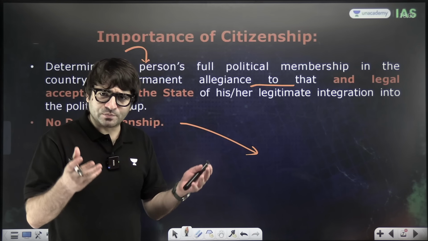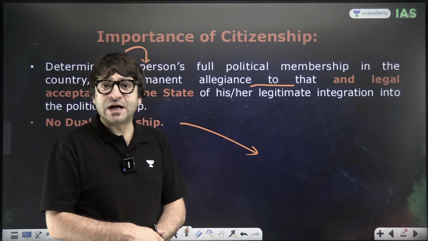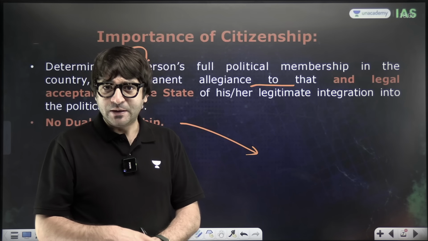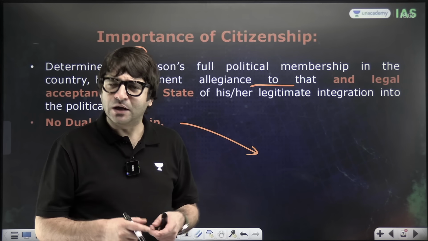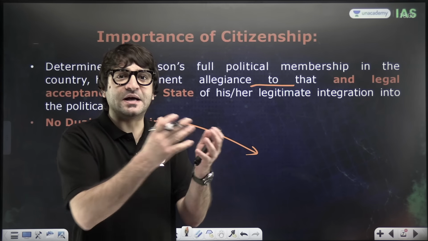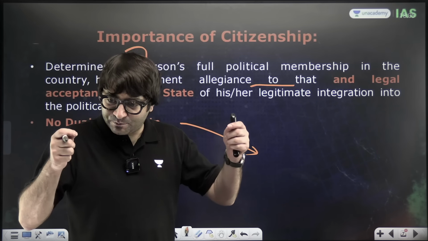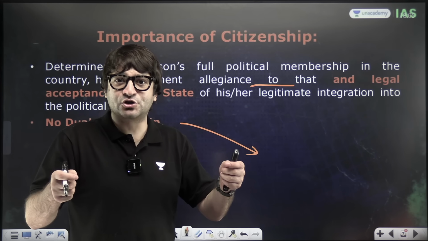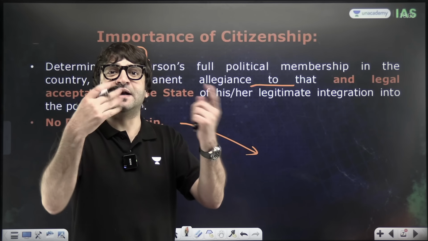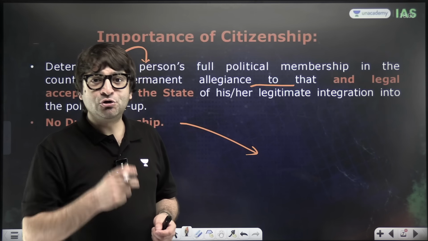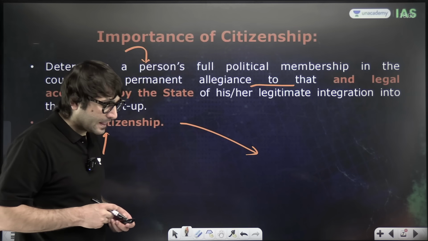Although there are now voices which are advocating that India should also embrace dual citizenship, because there is a lot of brain drain happening. A lot of talented individuals are migrating to other countries. But since they cannot hold the passports of two countries, the citizenship of two countries, they give up and renounce Indian citizenship. Whether that is a good idea or a bad idea, do let me know in the comment section.